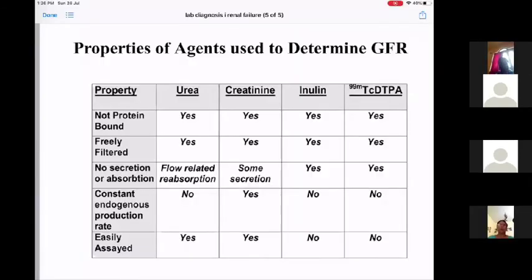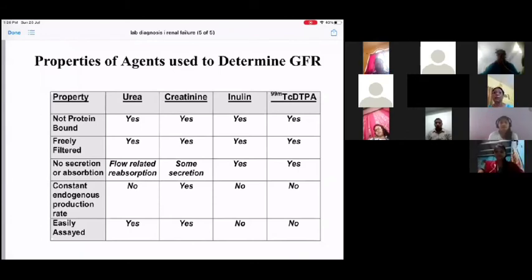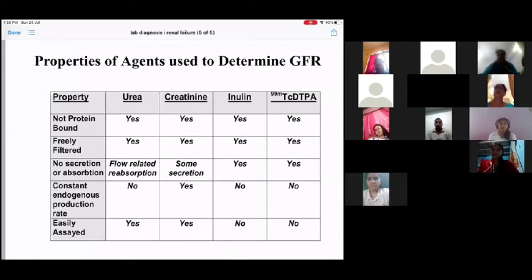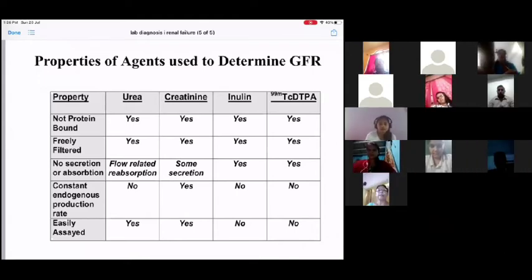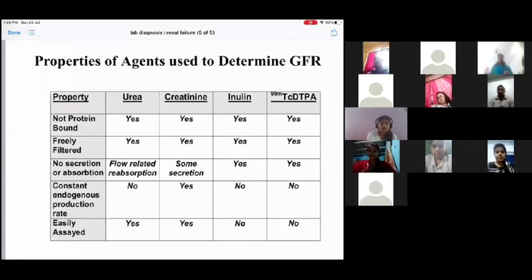The GFR. So there are some agents. First is urea, second is creatinine, third is inulin, and fourth is the radioisotope technetium 99m DTPA. First is urea. These all four substances are not protein bound. That is important for determining GFR, because if the substance is protein bound, then it cannot be filtered by the glomerulus.